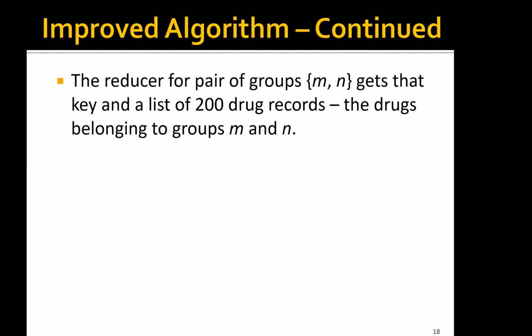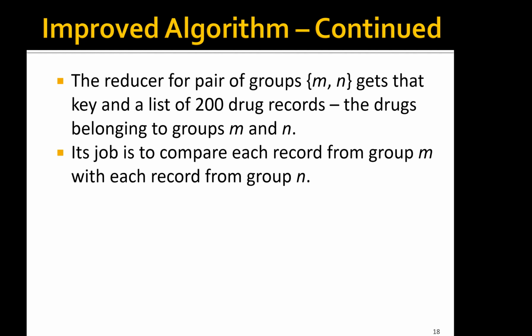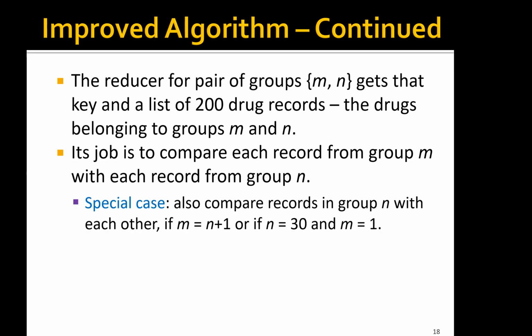Now, from the point of view of the reducers, the reducer for a pair of groups, say group M and group N, will get the 200 drug records corresponding to the 100 drugs in group M and the 100 drugs in group N. And this reducer has to compare, that is do the chi-square test, basically 10,000 chi-square tests, each record from group M compared with each record from group N. And there's a small matter that you still have to compare records for drugs in the same group. So we had some arbitrary way of assigning that job to one of the 29 reducers that would get the records for a particular group, not important.